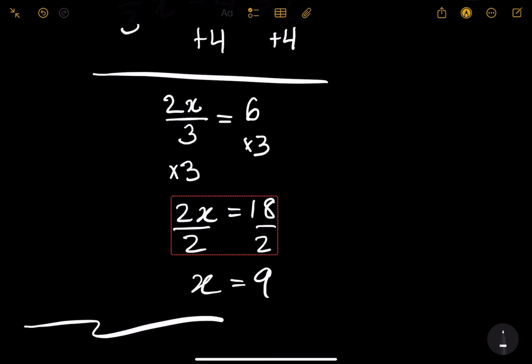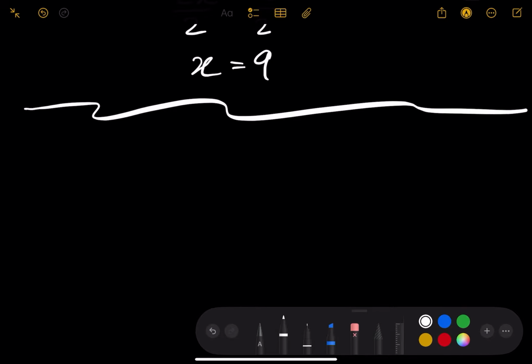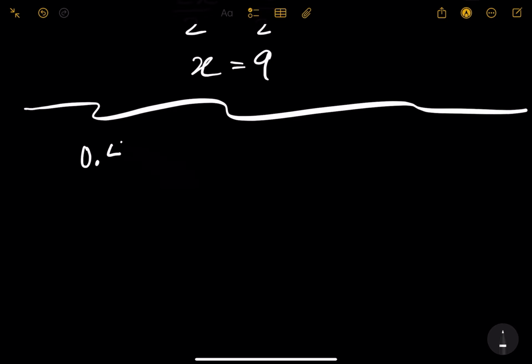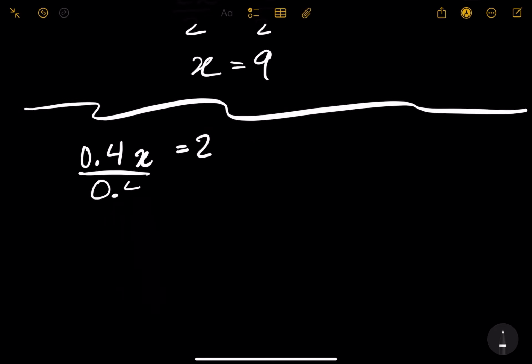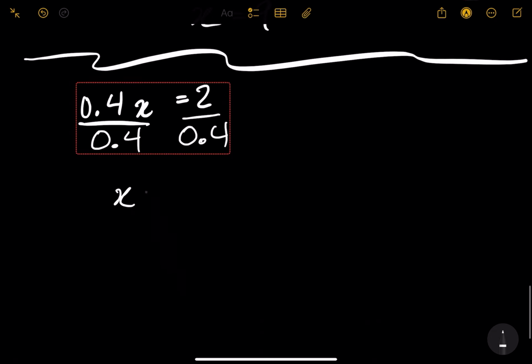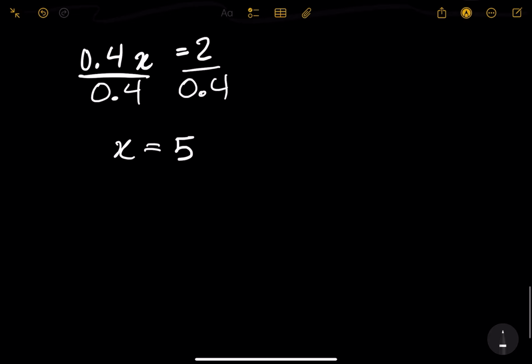Now let's try having decimals in our equation. Okay, so let's say we have 0.4x is equal to 2. What we're going to do now is divide both sides by 0.4 to isolate that x. So then we get x is equal to 5, because 2 divided by 0.4 gives us 5.